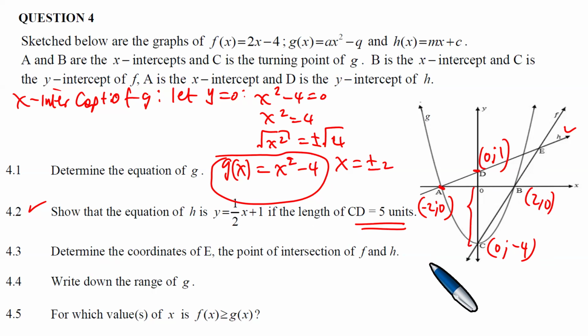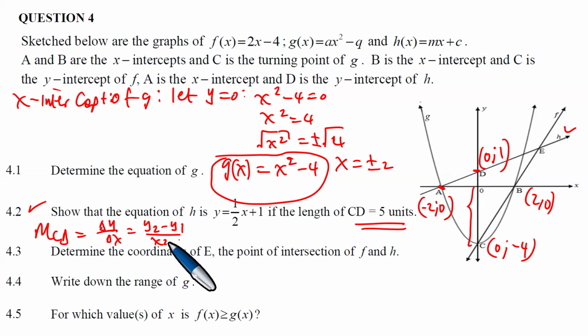So in the end, to find the equation of the line, you must find the gradient of the line. So you'll have to find the gradient of CD, which is change in y over change in x, which is exactly y2 minus y1 over x2 minus x1. So now this one is x1, y1, and this one is x2, y2. What is y2? 1. y1, 0. x2, 0. x1 is minus 2.